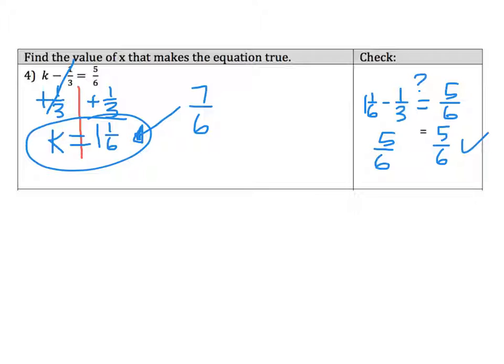Okay, so I just want to point out on the quiz, what number do you put in the answer column? You're not going to put 5/6. You're going to put 1 1/6 because that's our solution.